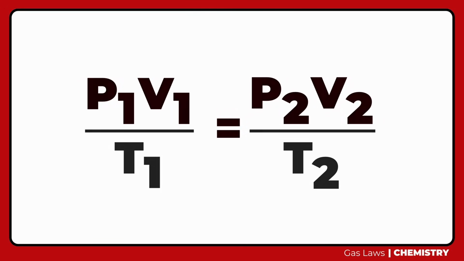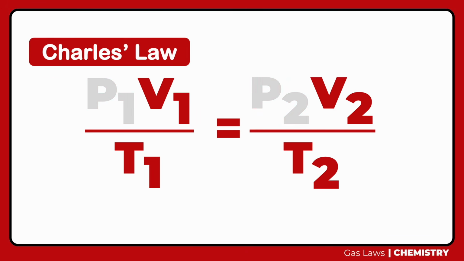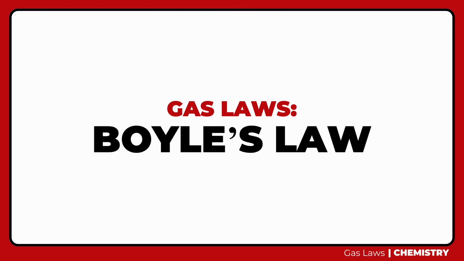For instance, if the temperature remains constant, the equation simplifies and we obtain Boyle's law, which describes the relationship between pressure and volume. If the pressure remains constant, the equation simplifies to Charles' law, which explains the relationship between temperature and volume. If the volume remains constant, the equation becomes Gay-Lussac's law, which shows the relationship between pressure and temperature. For now, let's first focus on Boyle's law and understand how pressure and volume are related when temperature remains constant.